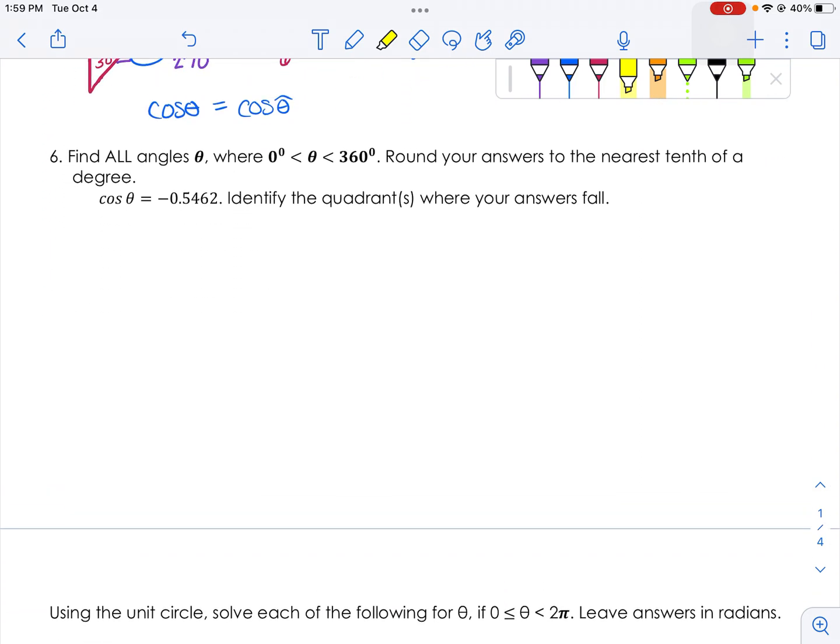Find all the angles theta where theta is between 0 and 360 degrees and round your answer to the nearest tenth, if cosine of theta is equal to negative 0.5462. So first I need to use the inverse of cosine to find the angle. So this is cosine of the angle, which gives me a measurement of side length. So this is the adjacent over hypotenuse. So if I want the angle, I take the inverse of it and find the angle.